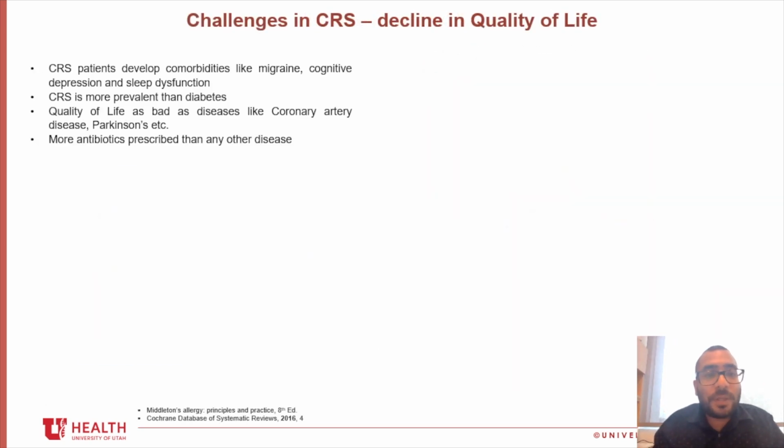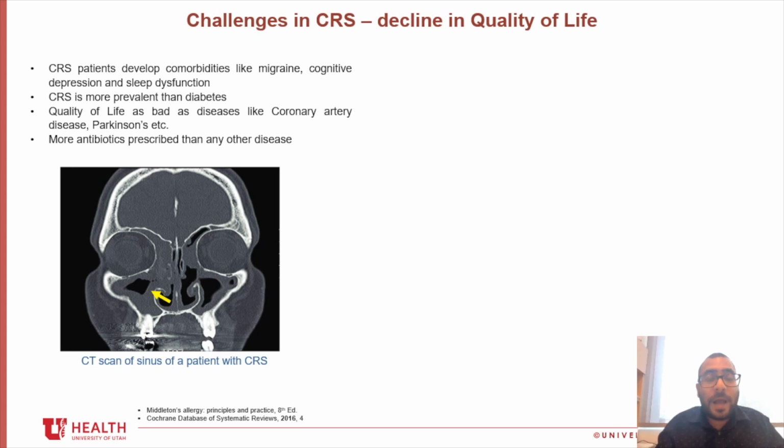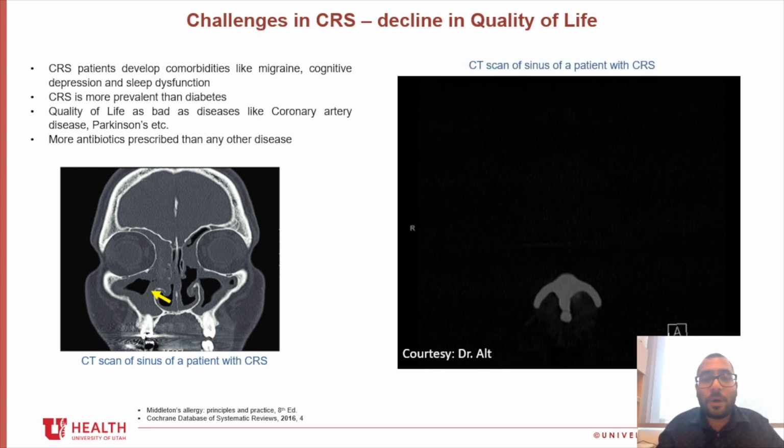So I want to talk about some of the challenges in CRS and how that leads to a decline in the quality of life of patients. CRS patients develop comorbidities such as migraine, cognitive depression, and sleep dysfunction. And this means that along with the symptoms that they go through, like we just talked about, like plugged nose, headache, extra production of mucus, they also go through these problems as well, such as migraine, cognitive depression, and sleep dysfunction. CRS is actually more prevalent than diabetes.